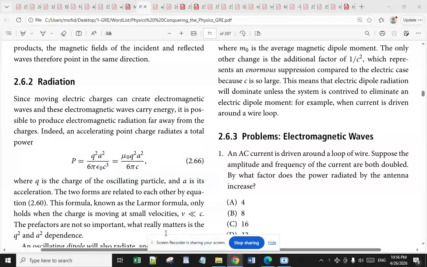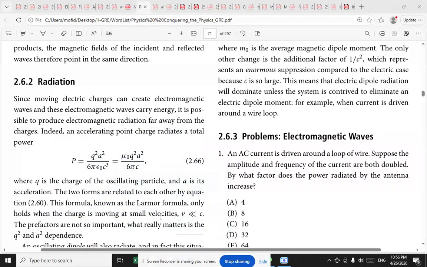In the name of Almighty God, I am Master Sankoshi, and today I want to continue with the Physics GRE Radiation chapter. Since moving electric charge can create electromagnetic waves, and these electromagnetic waves carry energy, it is possible to produce electromagnetic radiation far away from the charge.